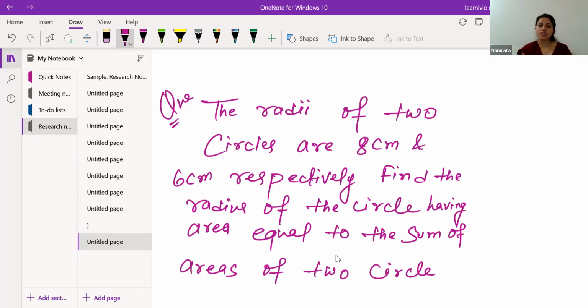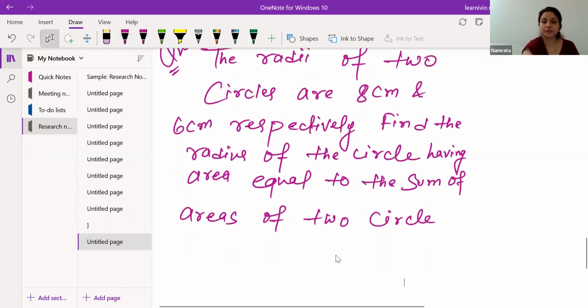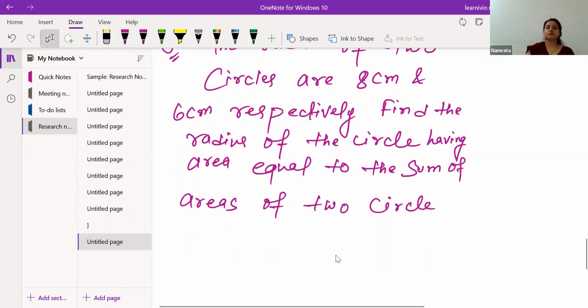Their circumference was there, here area is there. Will you be able to do it, both of you? Two circles are there and a new circle is there. The new circle's area is the sum of the areas of the first and second circle. You have to find the new circle's radius. Okay, ma'am, same as the previous one, right? Yes, ma'am. Let's do the next one.